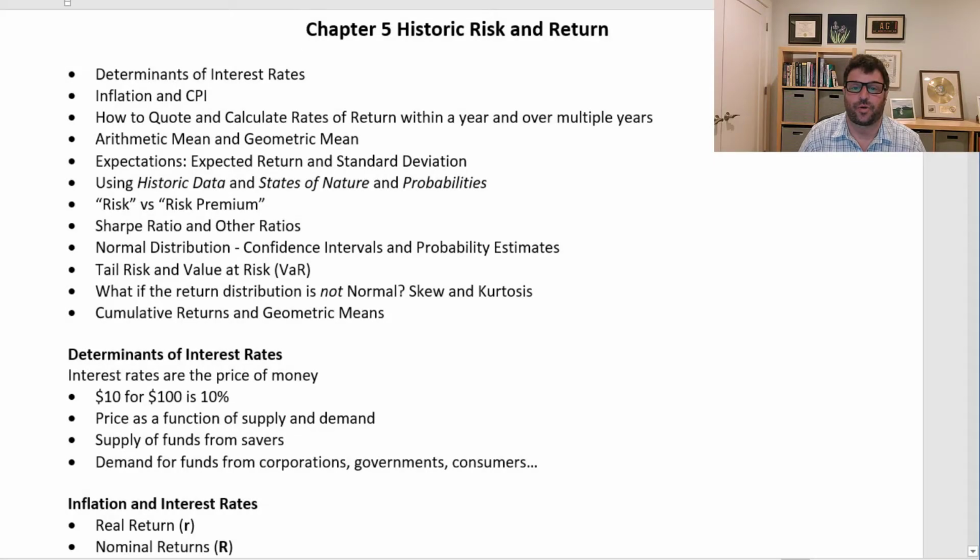Chapter 5, Historic Risk and Return. And we're going to cover a lot of different terminology and computations associated with risk and return. And then we're going to look at some historic data for fairly standard asset classes.